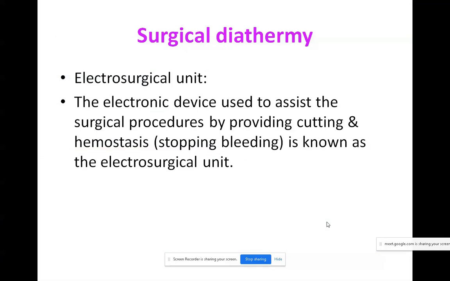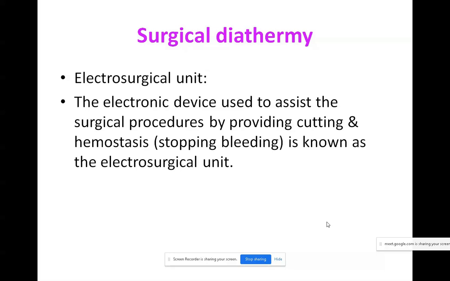But before this, in the other diathermy types, whether ultrasonic, short wave, or microwave, you will not be doing any surgical procedure. You will just be placing the electrode above the surface of the skin. But here you are going to use this treatment in the surgical procedure.